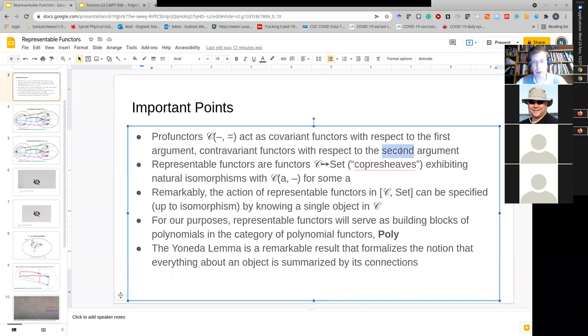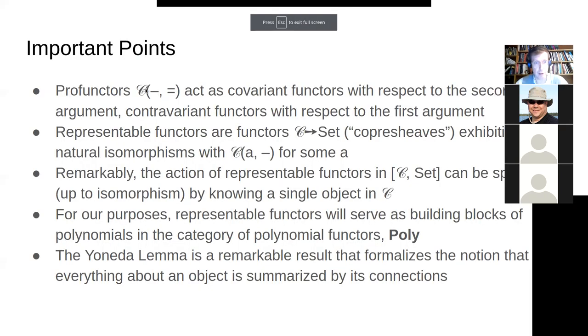This is wrong. This is the reverse. They're contravariant with respect to their first argument, and covariant with respect to their second argument. We talk about the first argument being a negative position and the second argument being in the positive position.